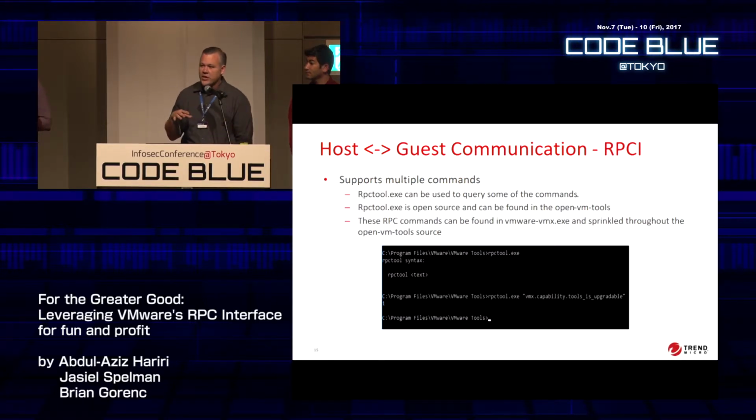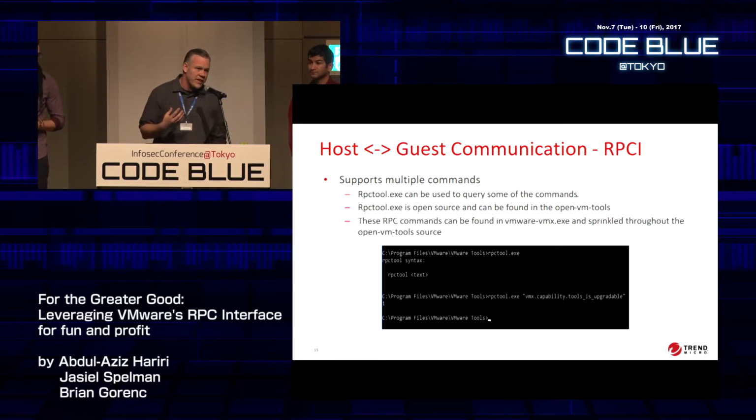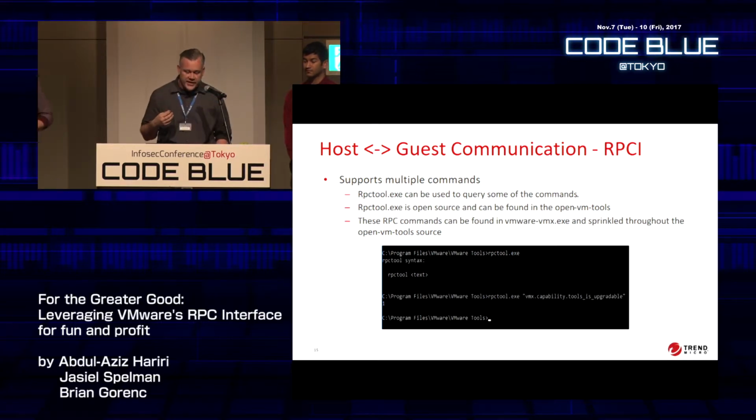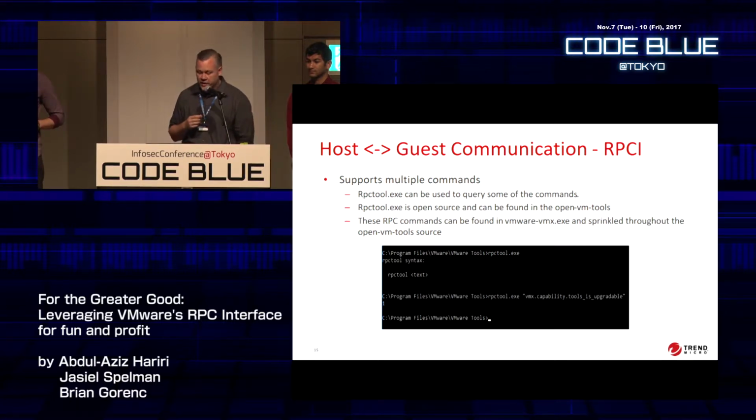Now, if you want to examine what functionality exists in the RPC part of the backdoor, there are some tools that are publicly available that allow you to trigger some of these commands so you can understand if the functionality is working, and you can test whether your scripts are actually providing you the right values. And this is in VMware tools. rpctool.exe allows you to query those commands. It is open source and available in OpenVMware tools. And OpenVMware tools is really a goldmine of information on how to communicate back and forth over that channel.